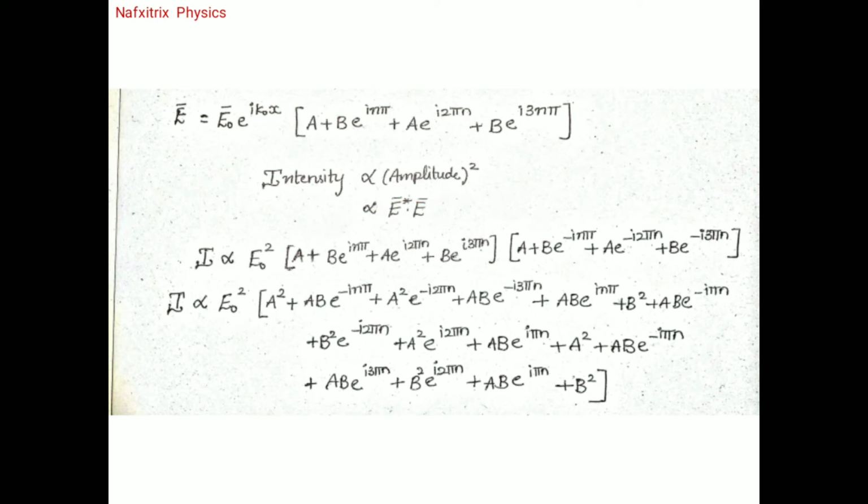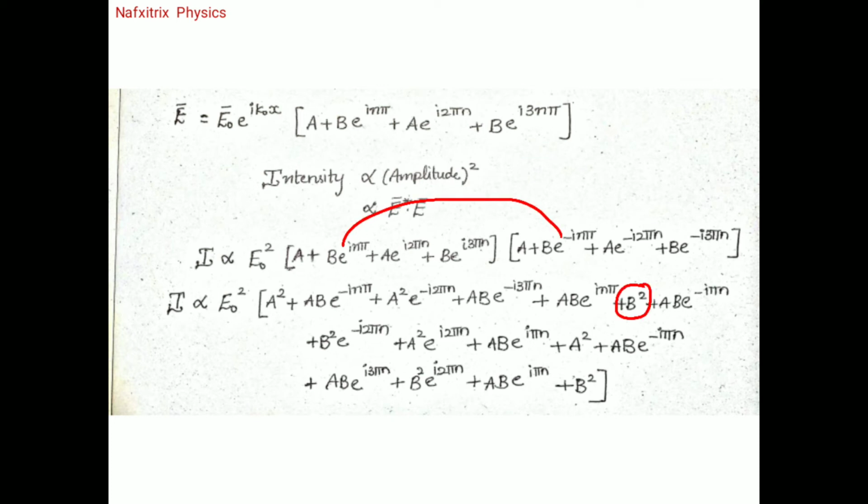Like that only, a into this term is nothing but a square e power minus i 2 n pi. In the same way, a into this term, that is ab into e power minus i 3 n pi. So like this we are having. In the same fashion, this one into this one is nothing but ab into e power i n pi. So here you can see, and this one into this one is nothing but b square into e power 0.